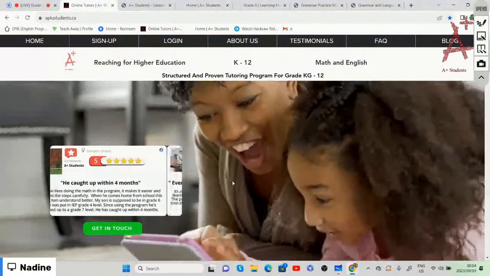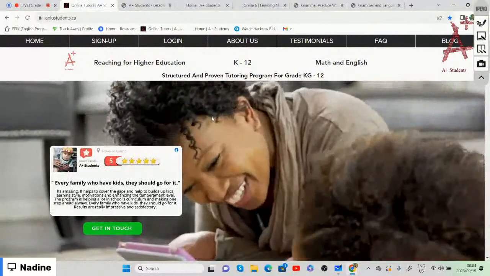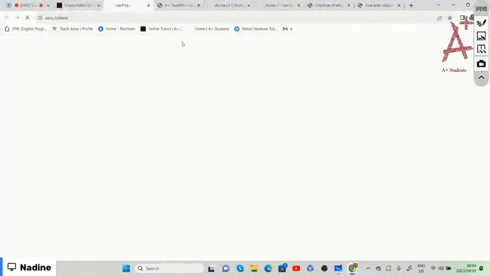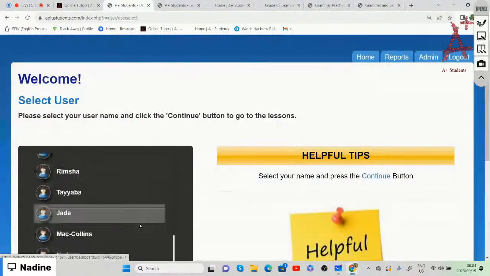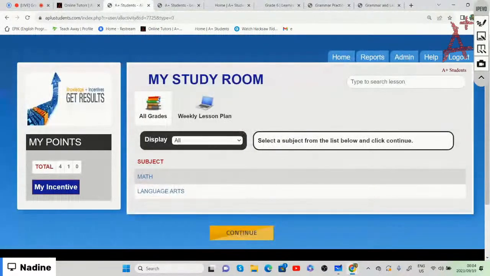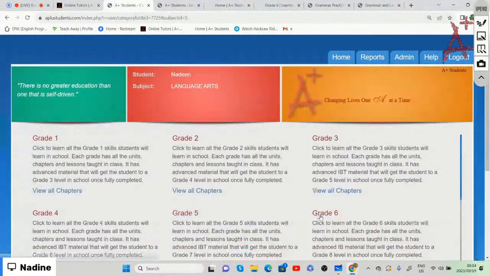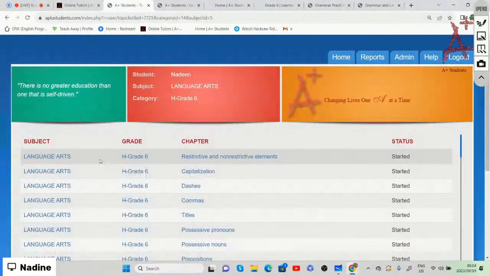Before we start with our lesson on capitalization, we're going to log into aplusstudents.ca. We're going to log in with our username as well as our password. And we're going to select the subject of language arts, grade 6. All right, so once we have selected the subject of language arts and grade 6, now we're going to scroll down until we get to the chapter of capitalization.